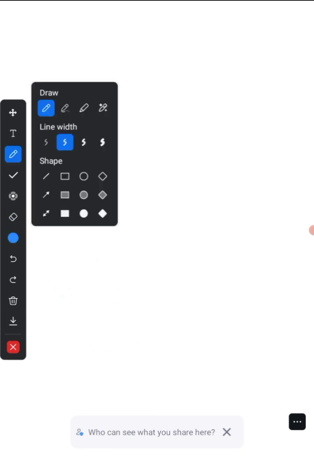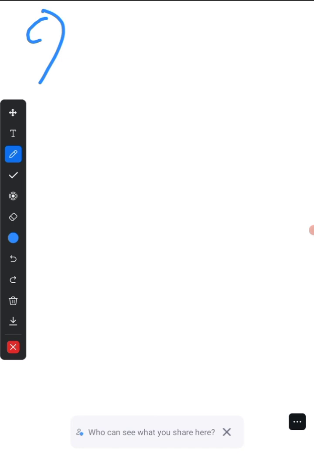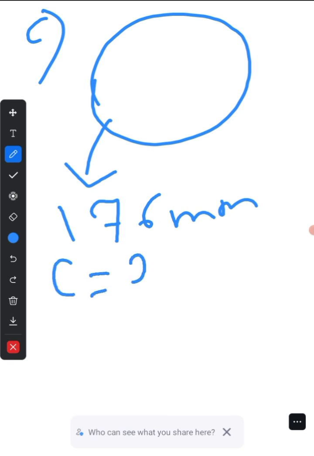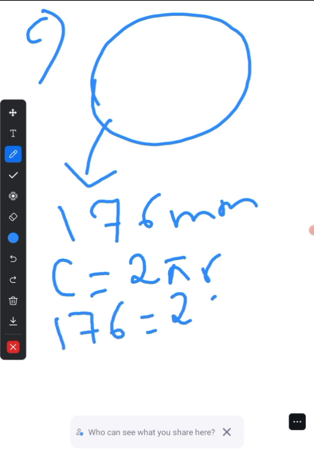Let's come to part C. For our part C, we are having the circumference. Circumference is your outer boundary, which is 176 millimeter. Now they are saying you need to find out the radius through this. So we will be using our formula of the circumference, which is 2 pi r. In the place of circumference, put 176 is equals to 2 into 3.14, and the radius is unknown, right?